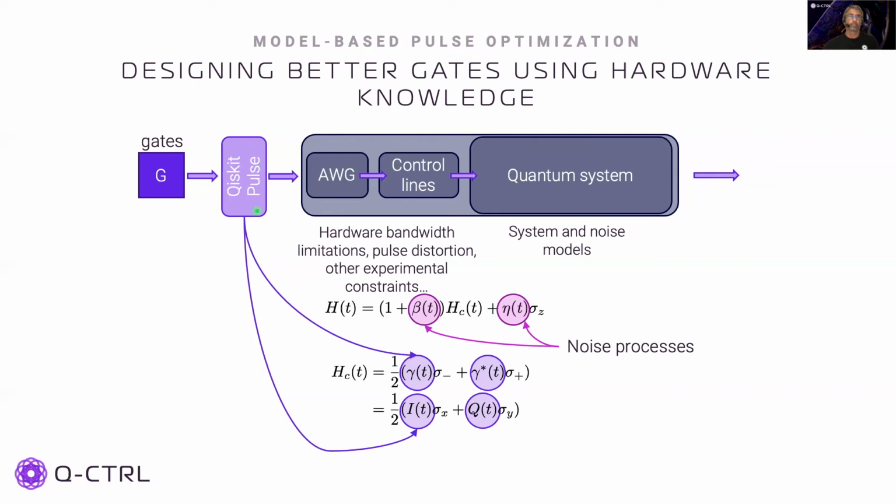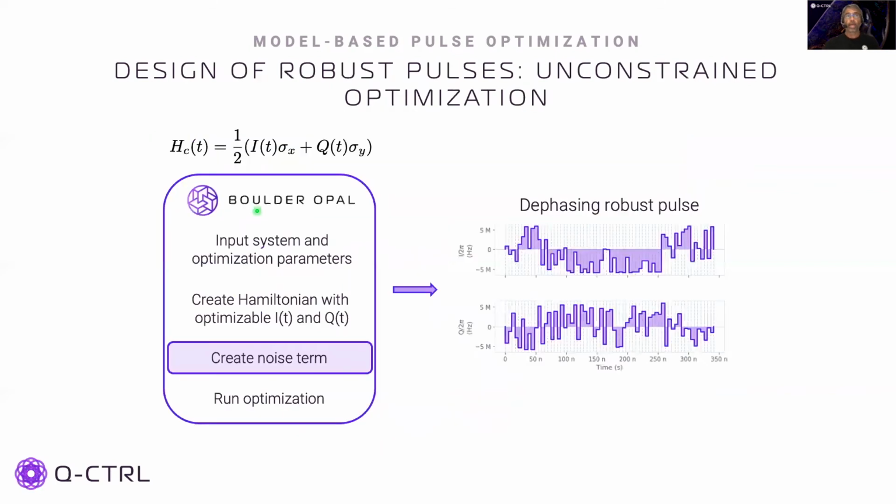Now that we have the model for the control Hamiltonian as well as the noise that we want to suppress, we can give this information to the Boulder Opal optimizer to find the desired gate. The diagram on the left shows the steps of this process.